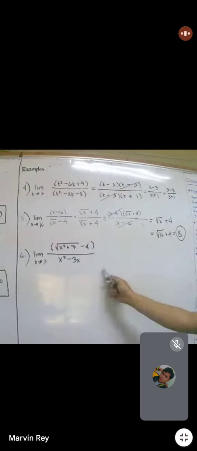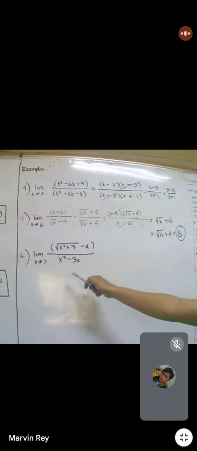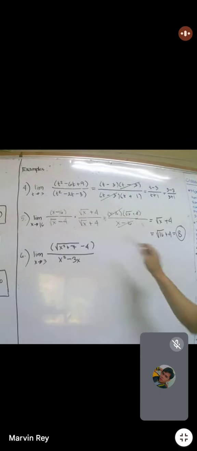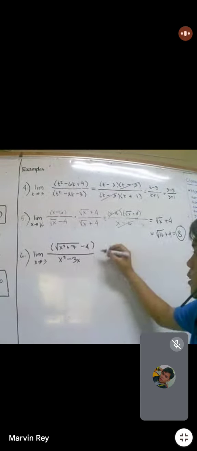If you try factoring, it is not attainable, and the same goes for rationalizing the denominator. So what will you do? You have to rationalize the numerator. Okay? It's not just about rationalizing the denominator, it's also applicable to rationalize the numerator part. So how will you rationalize the numerator?